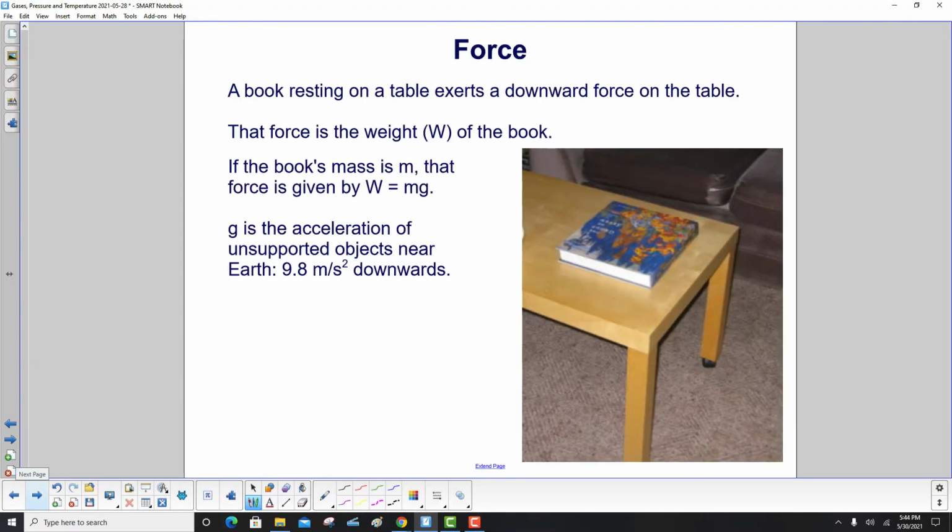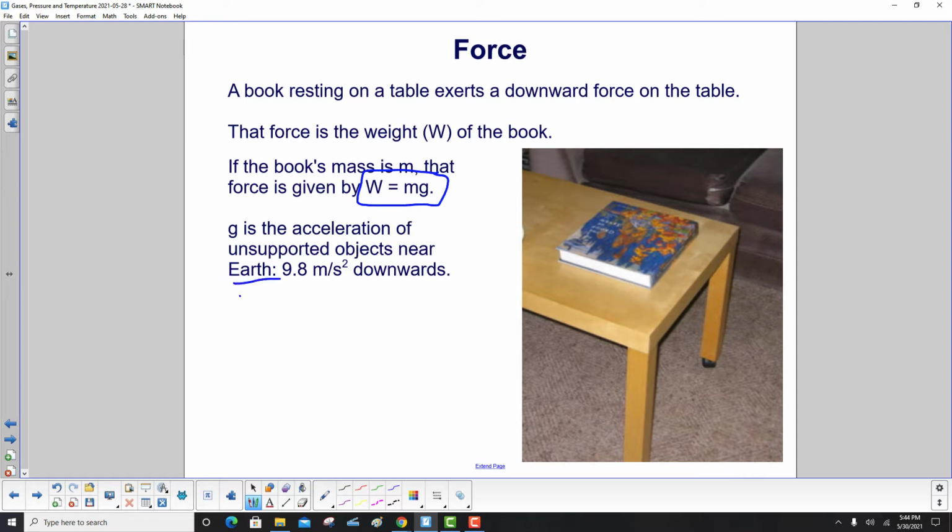Pressure. A book resting on a table exerts a downward force on the table. That force is the weight of the book. If the book's mass is m, that force is given by W, or weight, equals mg. g is the acceleration of unsupported objects near Earth, 9.8 meters per second squared downwards.